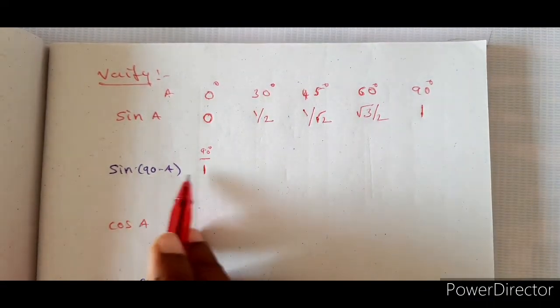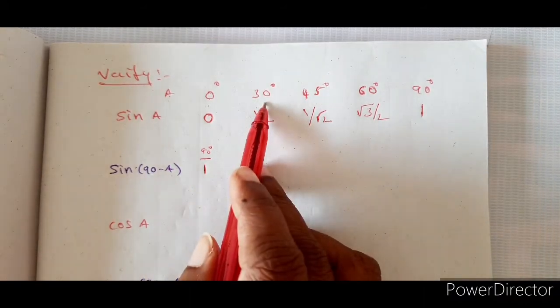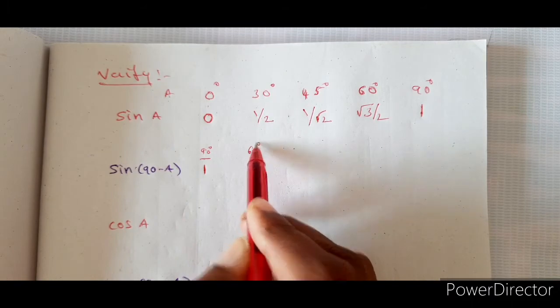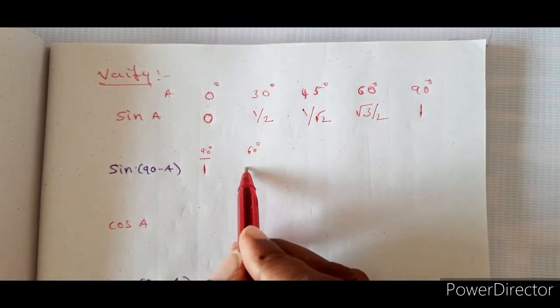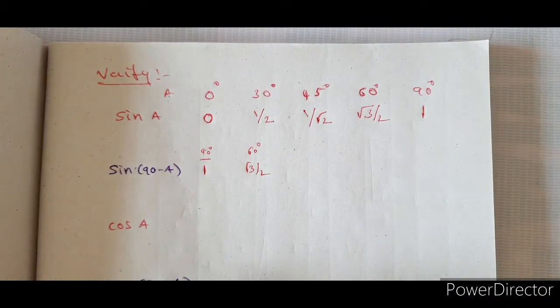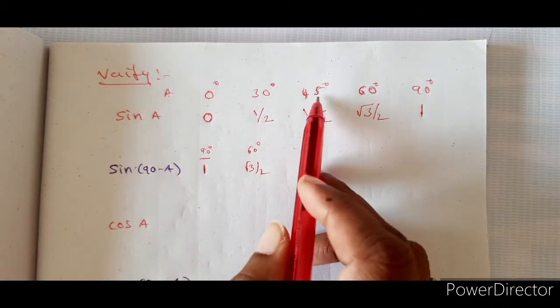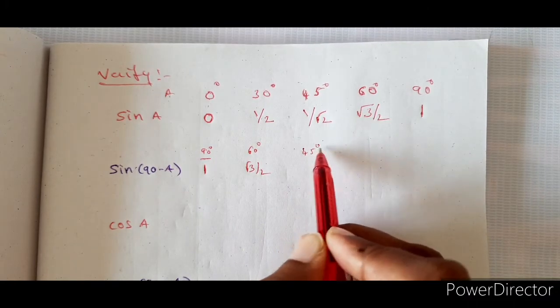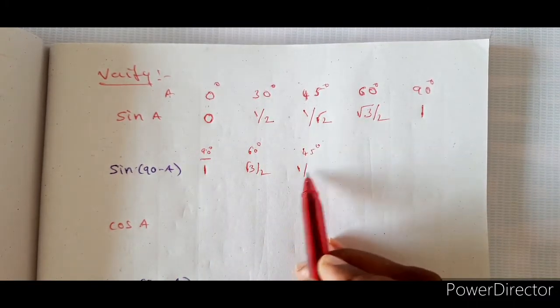Right? Now sine of 90 minus A, 90 minus 30 is 60, is it not? What is the sine 60 value? Root 3 by 2. Yes or no? Right. Now sine of 90 minus A is 45. 90 minus 45 is 45. Sine 45 is 1 by root 2.